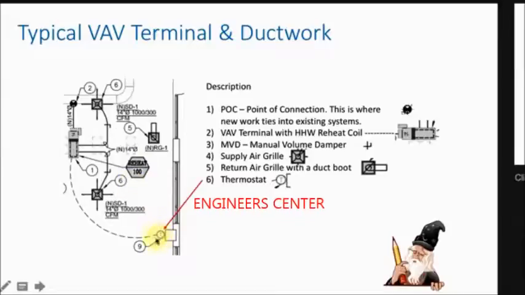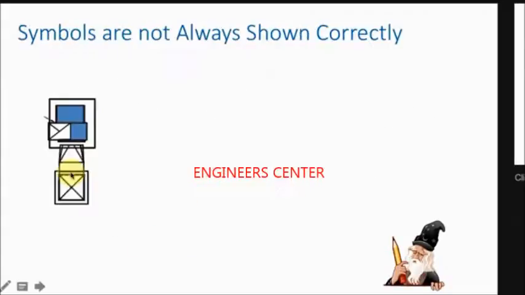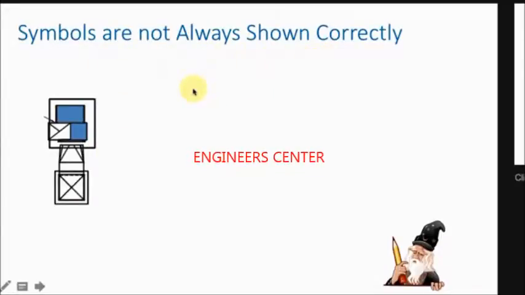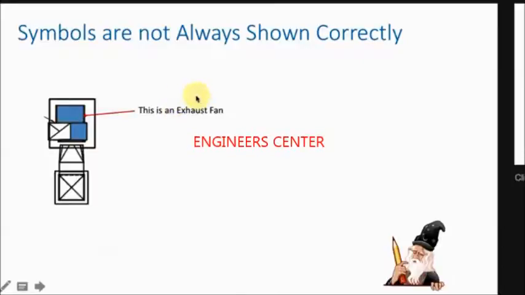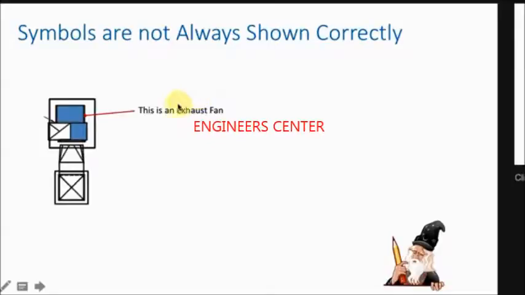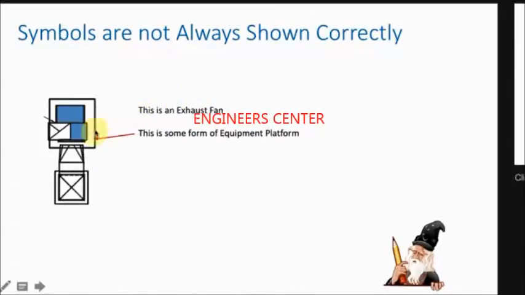A thermostat is on the column on the wall here, and these are the windows. It controls that VAV box. Now, symbols are not always shown correctly, which I'll show you on this. Maybe you can pick it out right away, but this is an exhaust fan. This is a plan view, meaning you're looking from overhead, looking down on it, and it's sitting on an equipment platform on the roof most likely.